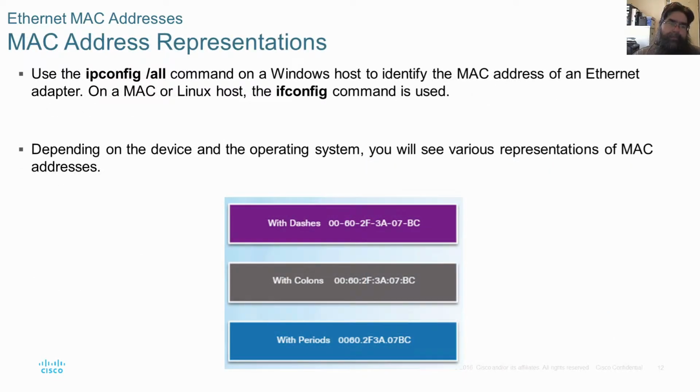If you look at the ipconfig /all command in the command window of Windows, we would see these addresses represented either with dashes, colons or periods, depending on the version and the type of operating system you use on your machines.